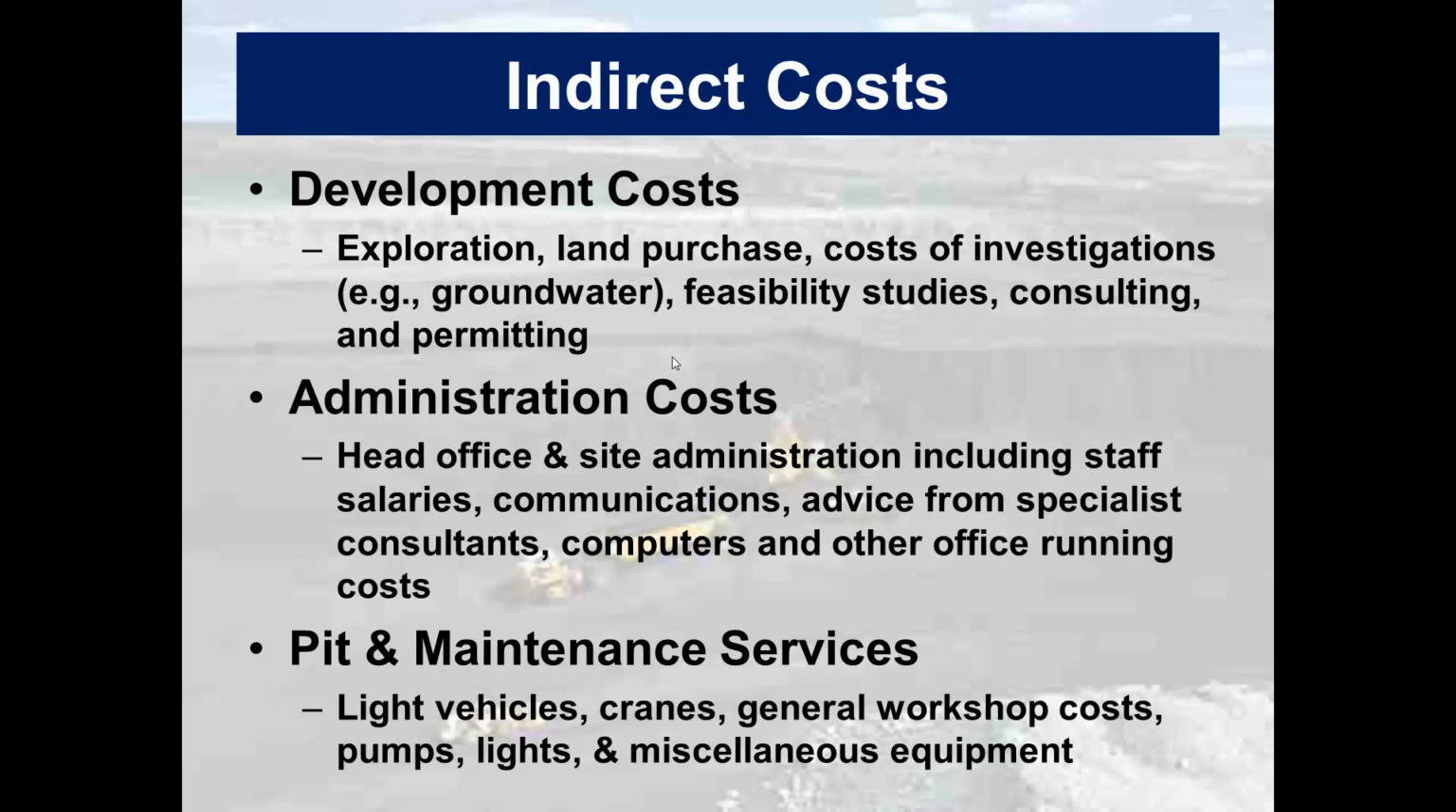Next one, administrative costs. These are the head office and site administration, including staff salaries, communications, advice from specialists, consultants, computers, and other office running costs. Then pit and maintenance service items are sometimes categorized as direct costs and sometimes as indirect costs. They include light vehicles, cranes, general workshop costs, pumps, lights, and miscellaneous equipment.